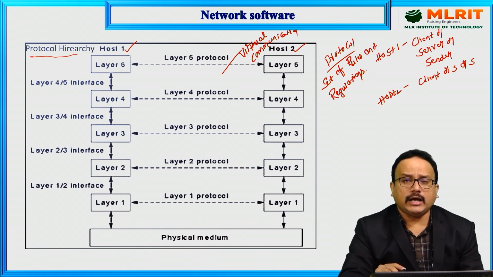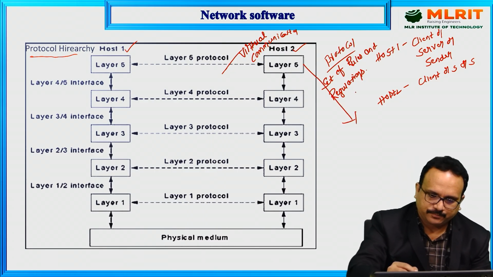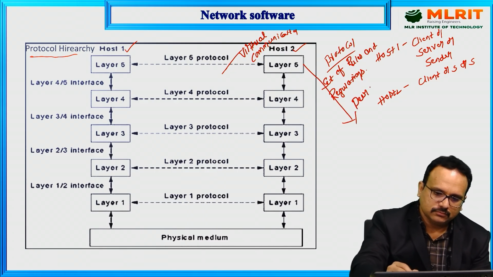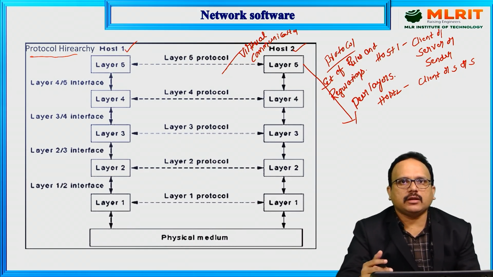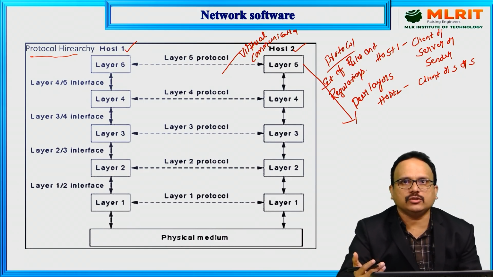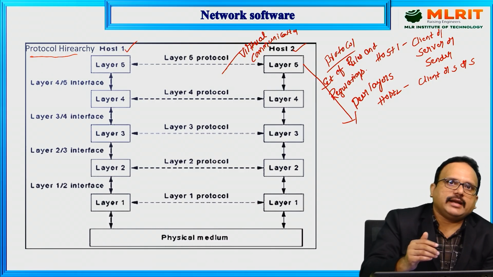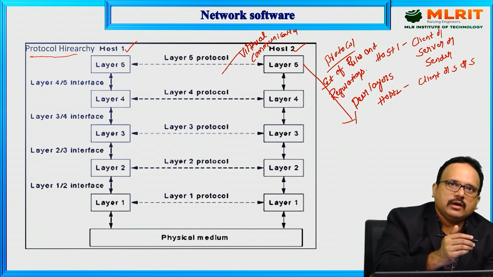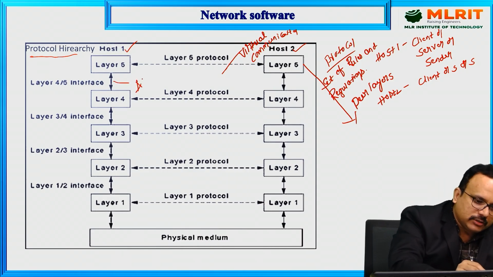Layer 5 in host 1 and layer 5 in host 2 are called peer layers. That means if layers are on the same level in two different hosts, we call them peer layers. So that is virtual communication. If you want to transmit the data within a particular host from one layer to another layer, we call it actual communication.